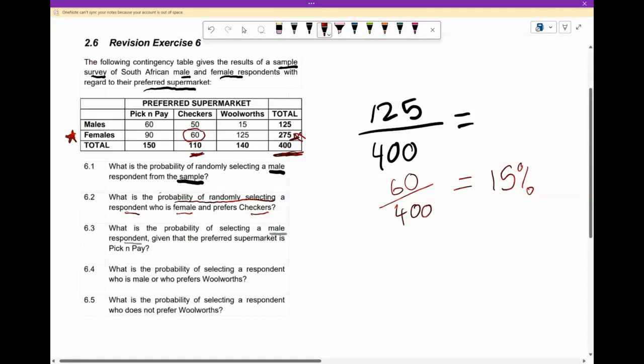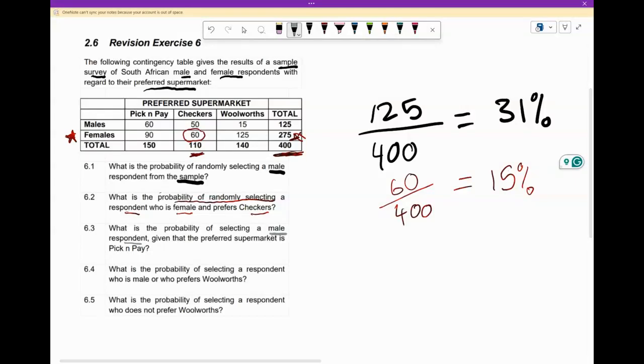15%. Okay, and then the first one is what? What was the first one? 31%. 31%. Okay, sharp. Now we move to the third one.